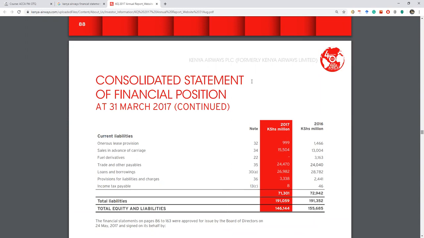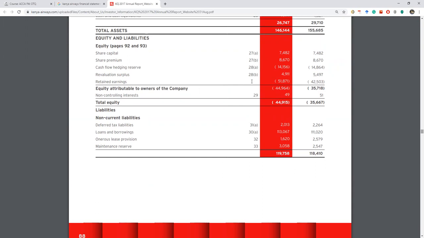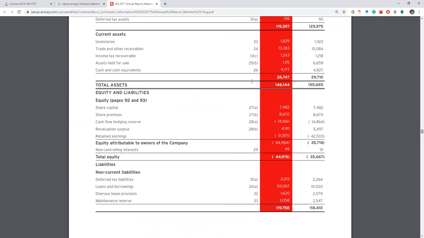Now what does that mean? It means, therefore, that the liabilities of 191 billion are more than the company's total assets of 146 billion. That's what I mean by the company is deemed to be technically insolvent. Technical insolvency.